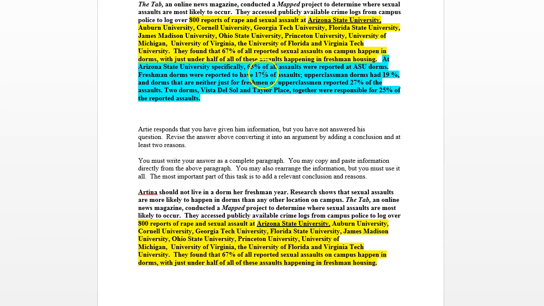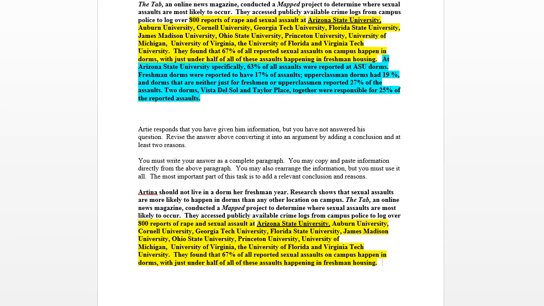Freshman dorms were reported to have 17% of assaults. Upperclassmen dorms had 19%, and dorms that were neither just for freshmen nor upperclassmen reported 27% of the assaults. Two dorms, Vista del Sol and Taylor Place, together were responsible for 25% of the reported assaults. So all of these statistics show that dorms at ASU are particularly dangerous, right? So that's going to be my next reason.